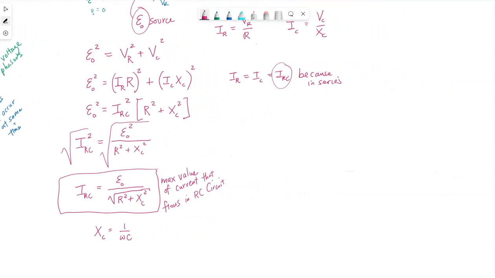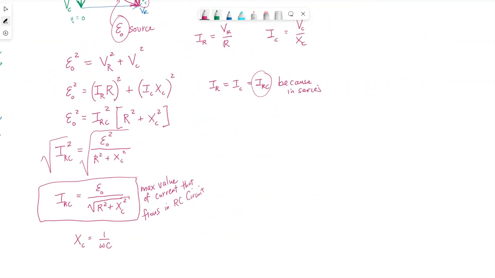So if I wanted now the voltage drop across the resistor, the peak voltage drop across the resistor, that would be the current that flows through it in this circuit, which is this I_RC, times R. So if I take I that we just came up with and multiply it by R, I find that the resistor's voltage will be the source voltage times the resistor over the square root of R squared plus XC squared.